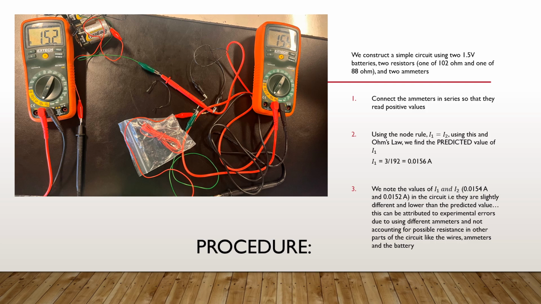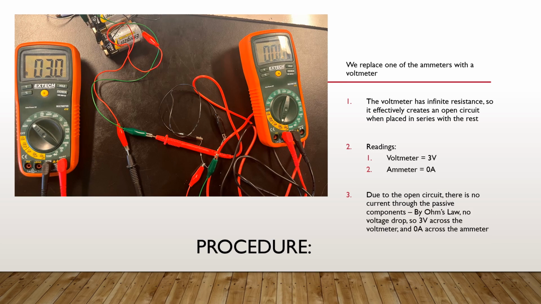Noting the values from the lab on the left, we find that I1 is 15.4 milliamperes and I2 is 15.2 milliamperes. These values are slightly different from each other and also lower than the predicted value. This can be attributed to experimental errors due to using different ammeters and also not accounting for possible resistance in other parts of the circuit like wires, ammeters, and the battery.